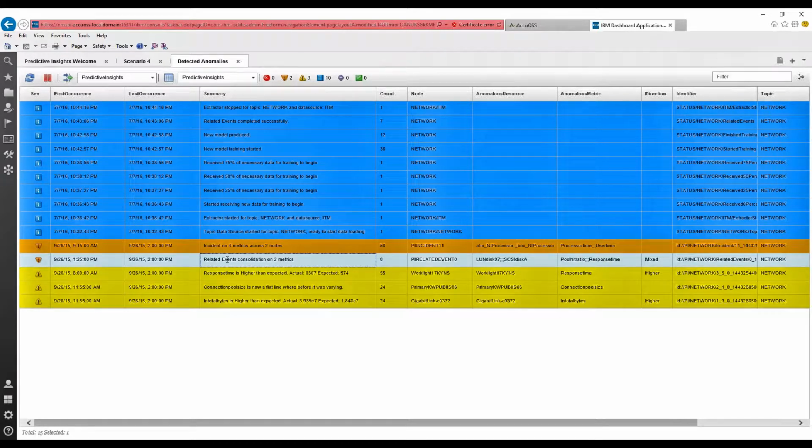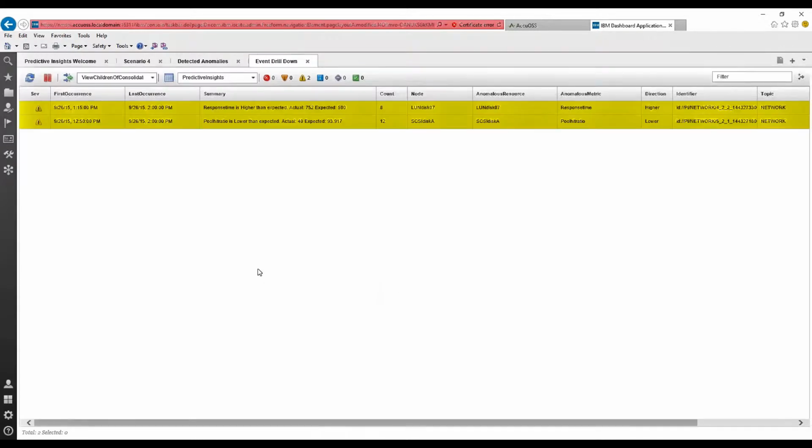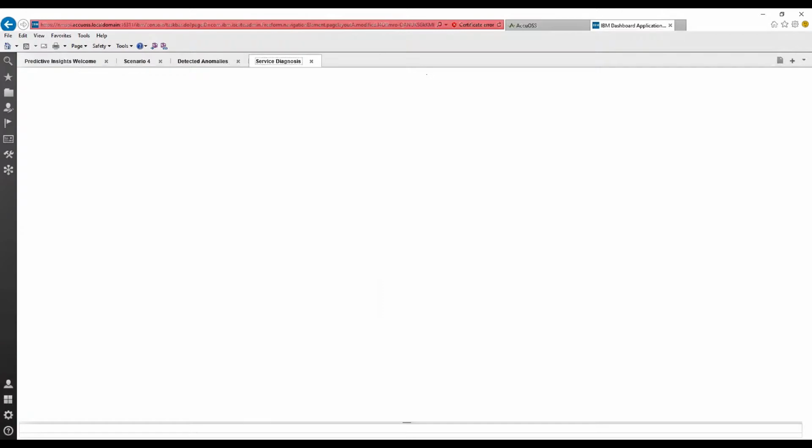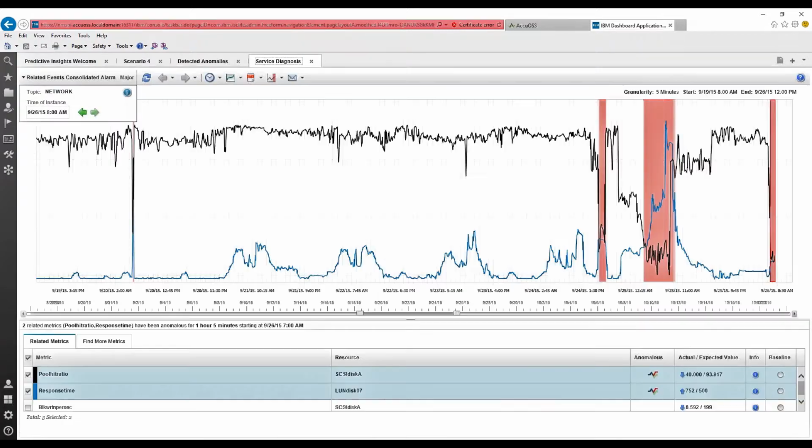So in this particular case, we're going to look at this one here, which is a related event that's a consolidation on two different metrics that occurred. You can jump in and look at child alarms, so you can look at the two original univariate events that would normally make up that particular group. Or you can just plot directly from the multivariate right to the service diagnosis to show both metrics at the same time, which is often more interesting.